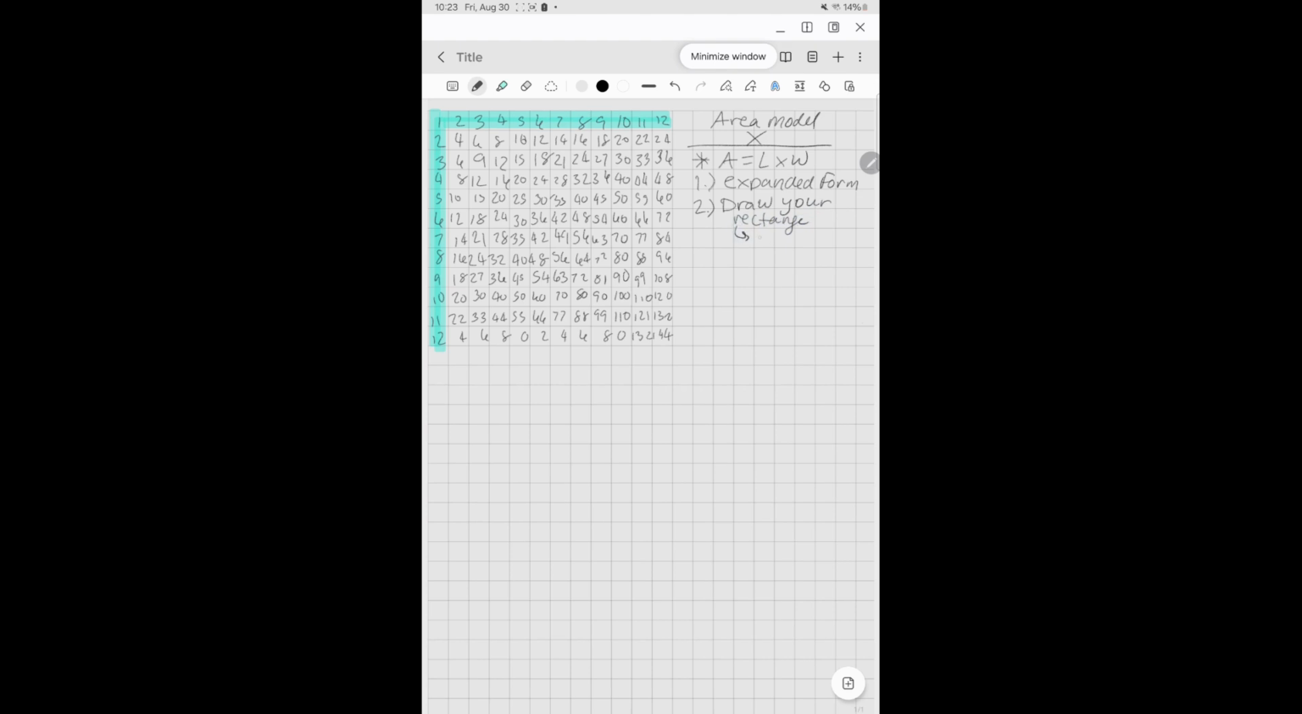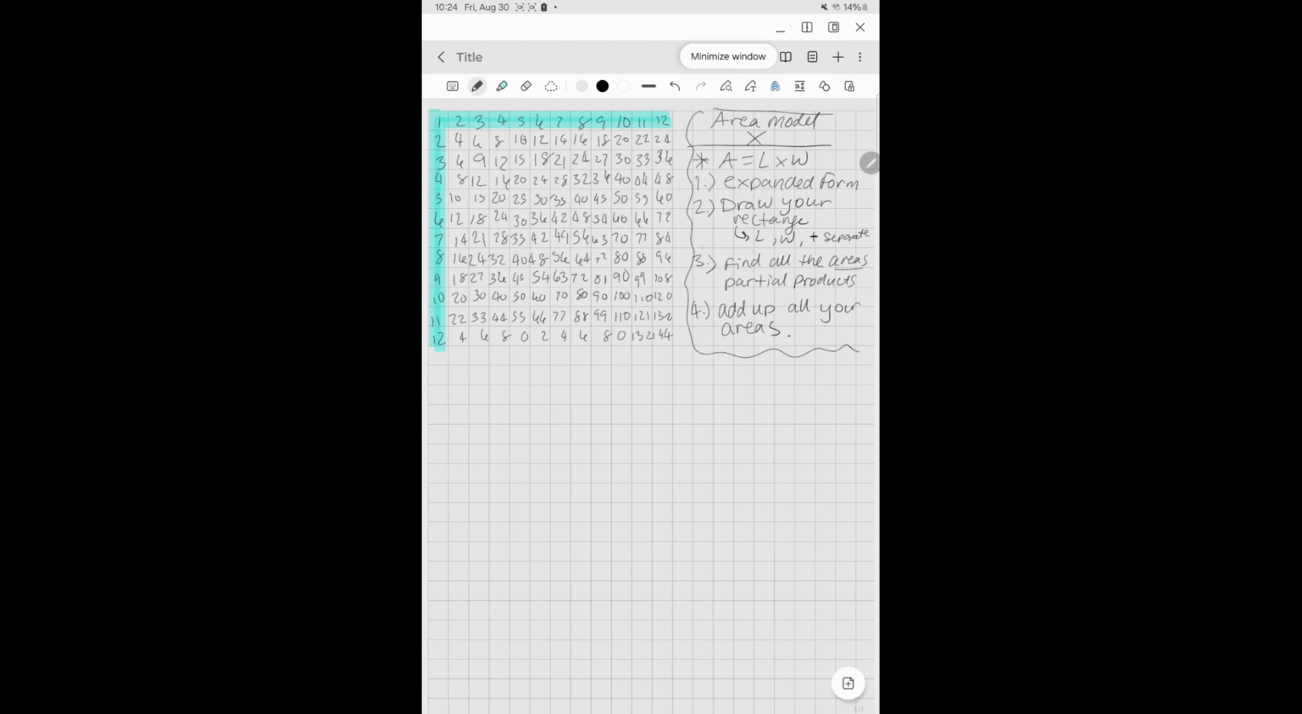And in this drawing, you're going to set up the length, you're going to set up the width, and then you're also going to separate it. Wherever you see a plus sign, that's where you separate. And the third step is you should now have different sections, and in each section you're going to find all the areas, which in some cases are called partial products. And in the last step, you're going to add up all your areas. So these are the steps.